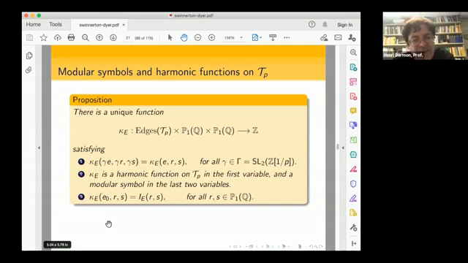Now, it's an extremely easy formal exercise, just using the properties of the action of the Ihara group on the Bruhat-Tits tree, to see that such a function exists and is uniquely determined by these three conditions. The main point is that the group gamma acts transitively on the set of unordered edges of this tree T_P. And therefore, condition 3, combined with the gamma equivariance, determines the function uniquely. Once one has that function, it's very easy to see, by its very definition, that it satisfies the property of being harmonic in the first variable and a modular symbol in the second pair of variables.